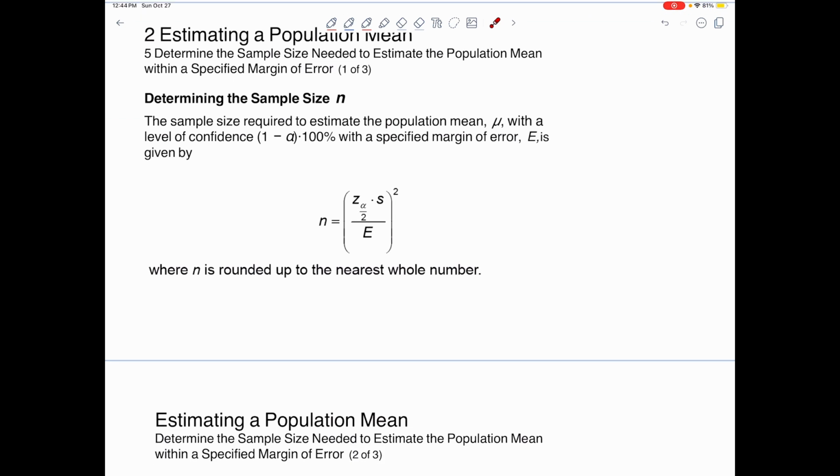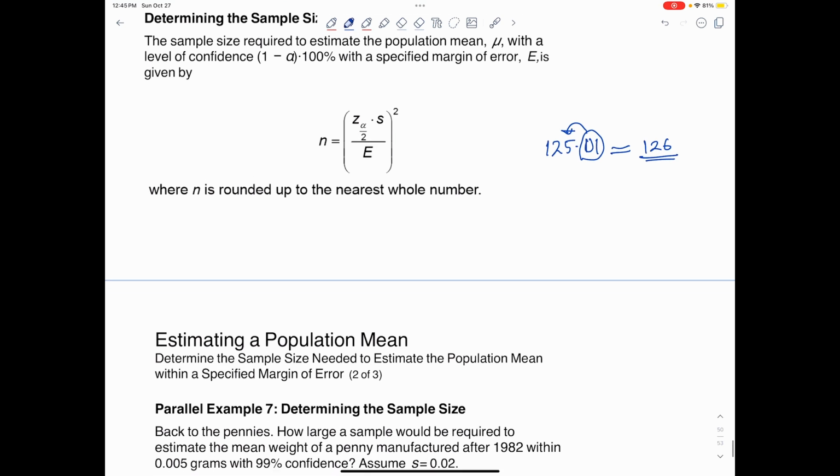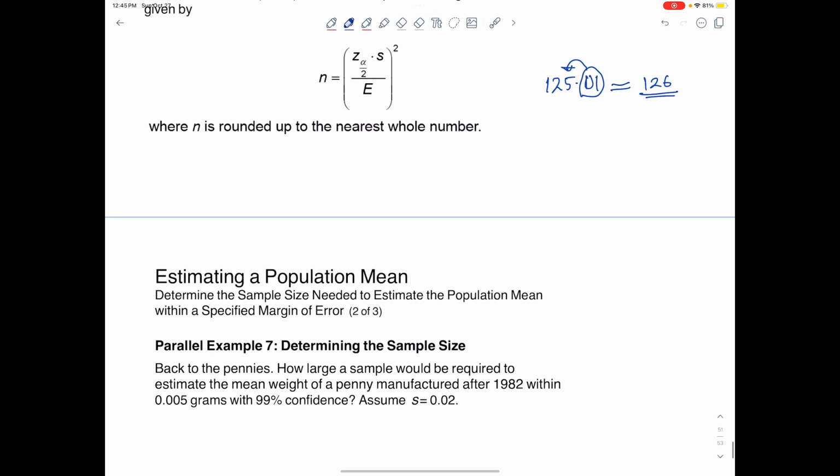When you compute the sample size, the answer should be rounded up no matter what the fraction or the decimal after the point is. For example, if you have 125.1 or even 125.01, then you're going to round that up to 126. So no matter what fraction you have here, you're always going to round your answer up to estimate that sample size.